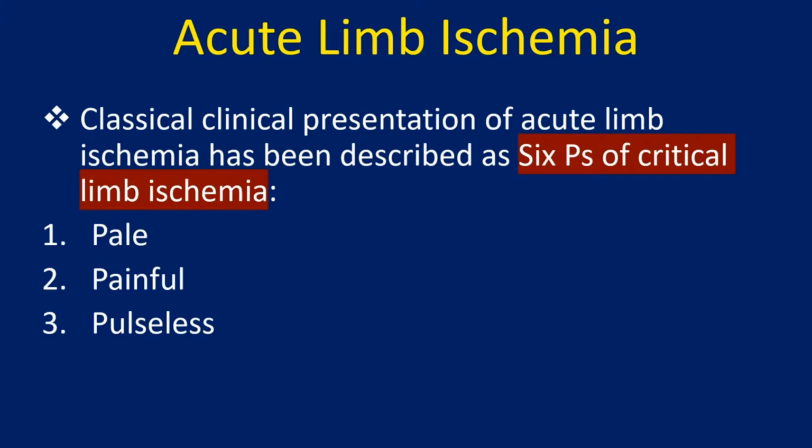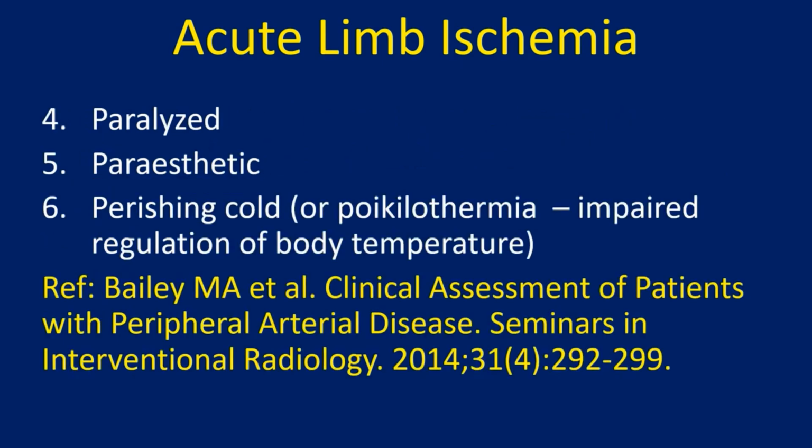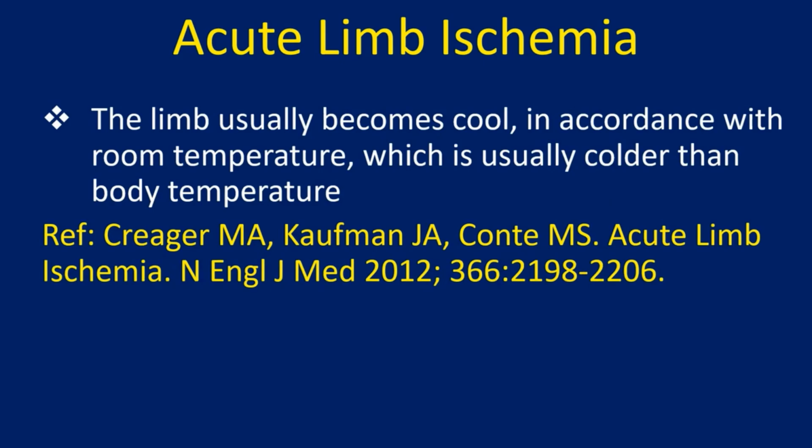Classical clinical presentation of acute limb ischemia has been described as the 6 P's of critical limb ischemia. 1. Pale. 2. Painful. 3. Pulseless. 4. Paralyzed. 5. Paraesthetic. 6. Perishing cold, or poikilothermia, impaired regulation of body temperature. The limb usually becomes cool in accordance with room temperature, which is usually colder than body temperature.